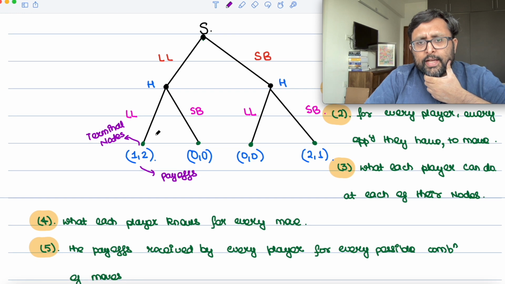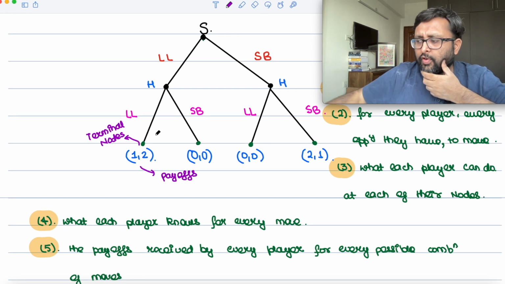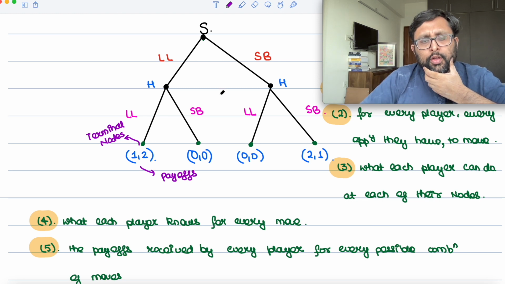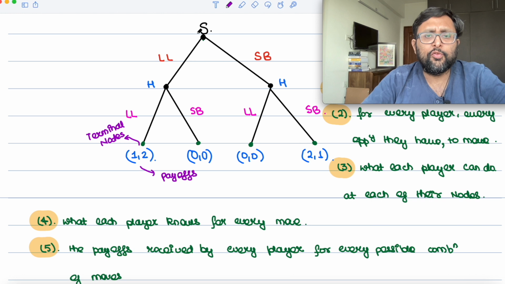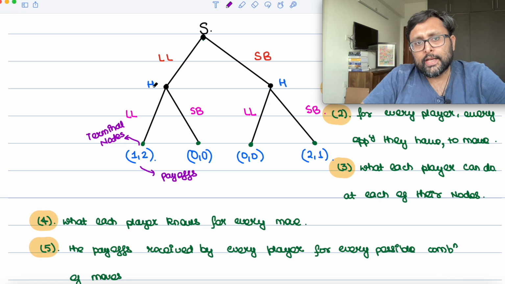What is going to be the Nash equilibrium of this game? Let us just solve it using backward induction. Before that also, if she chooses LL, let's say, then he has a choice between choosing 2 and 0.